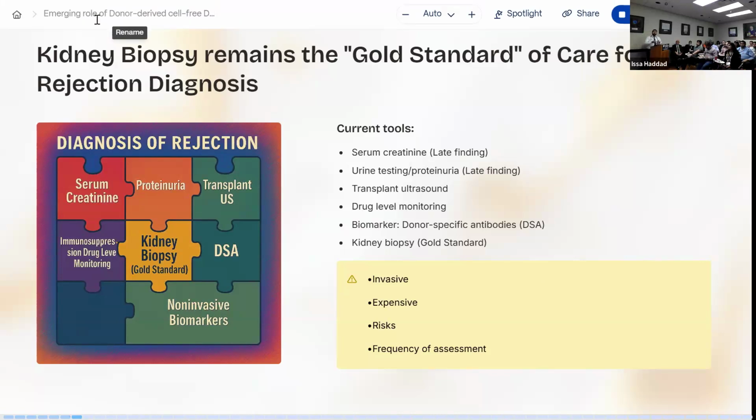And then other pieces of the puzzle include transplant ultrasound, drug level monitoring, and biomarkers that have been there for a while, like the DSA. From my understanding, it has been in practice since the early 2000s. But over the last decade they have been trying to find some non-invasive markers that would help solve the puzzle and try to avoid kidney biopsy.